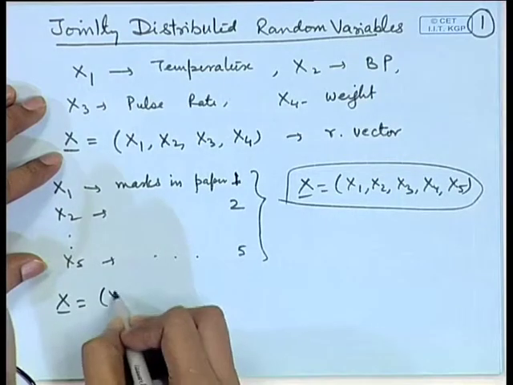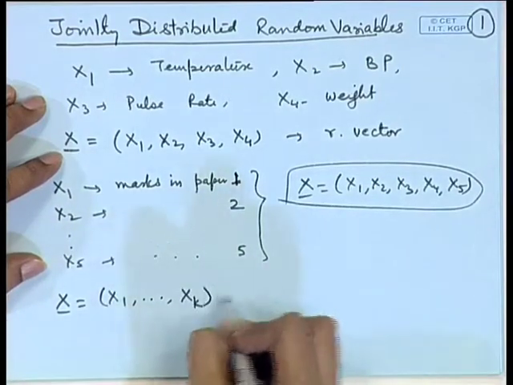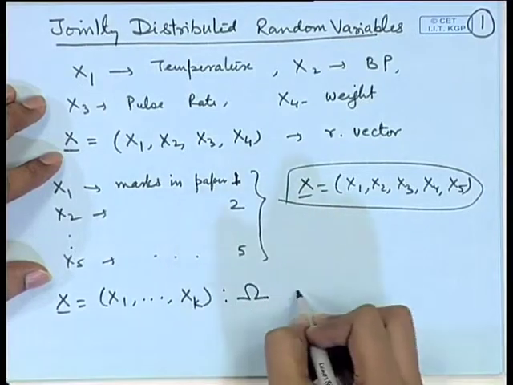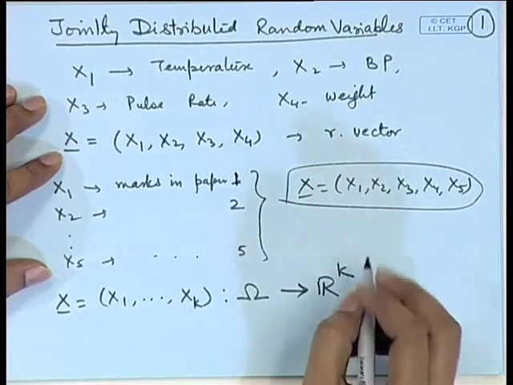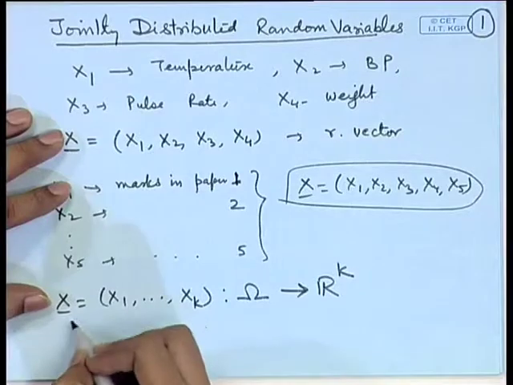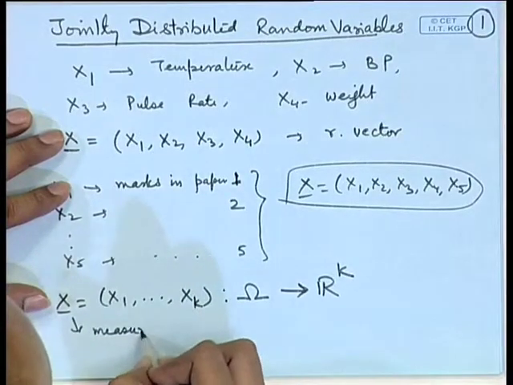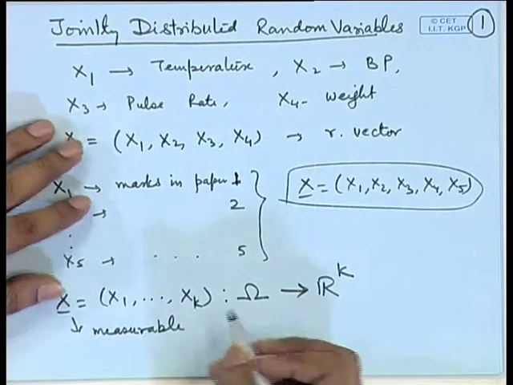So, in general, if I am considering x as x 1, x 2, up to x k, then this is a function from omega into the k dimensional Euclidean space R k. The random variable x was a measurable function from omega into R, that is one dimensional Euclidean space. So, a higher order random variable or a random vector is a measurable function from omega into R k. So, x is a measurable function; we have to ensure this in order that the probability functions of x are well defined.